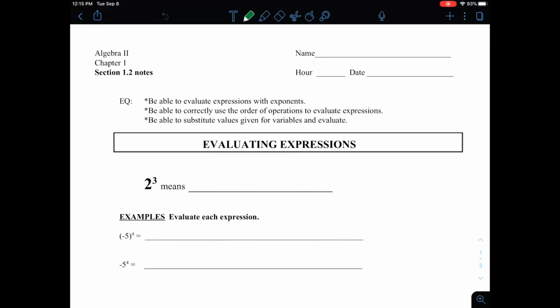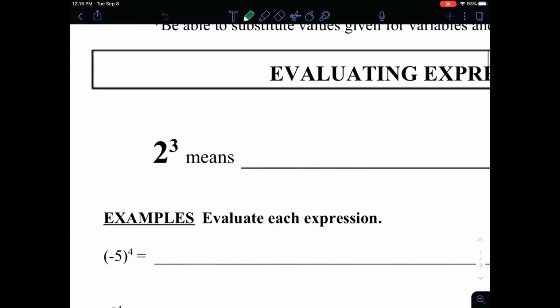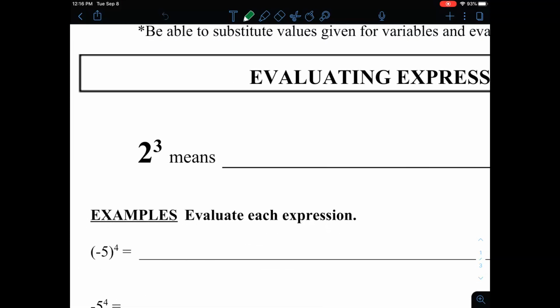Okay, so my question for you: 2 to the third, or 2 with a little 3, means what? Is the final answer going to be 8 or 6? I really hope you guys know what it is at this part. Is it 2 times 3, or 2 times 2 times 2? What do you guys think? I'm not going to be able to hear you, I guess. So yeah, it's going to be 3 2's being multiplied together.